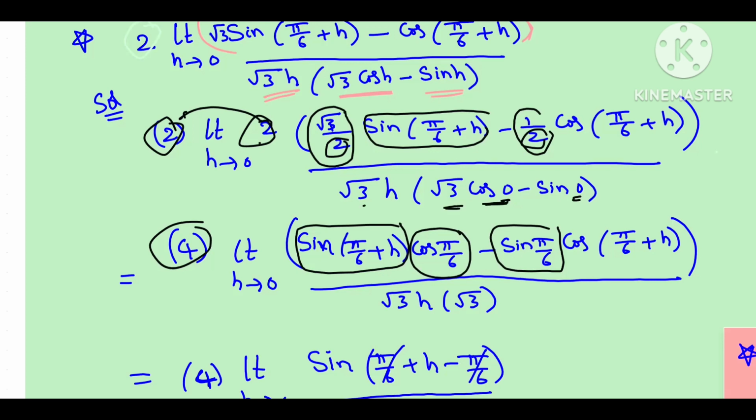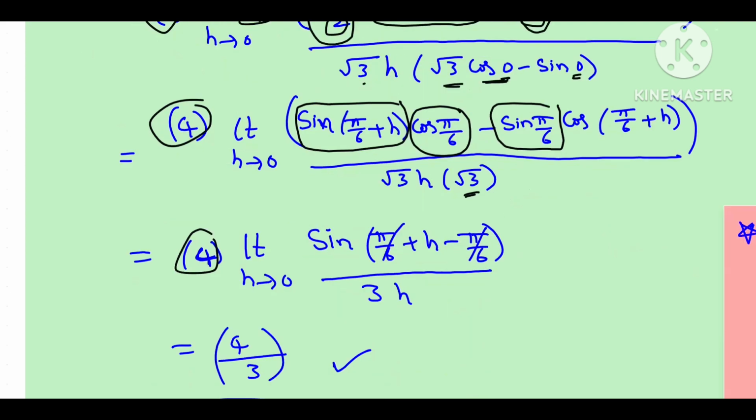So 4 times of, here in the numerator we should use sin a cos b minus cos a sin b. What is the formula? sin a minus b. Where a is pi by 6 plus h, b is pi by 6. Sin a minus b by root 3 into root 3, how much? 3h. So 4 by 3 times of, so now we should use here pi by 6 gets cancelled. 4 by 3 times of limit h tends to 0 sin h by h. What we get as the answer? 4 by 3.